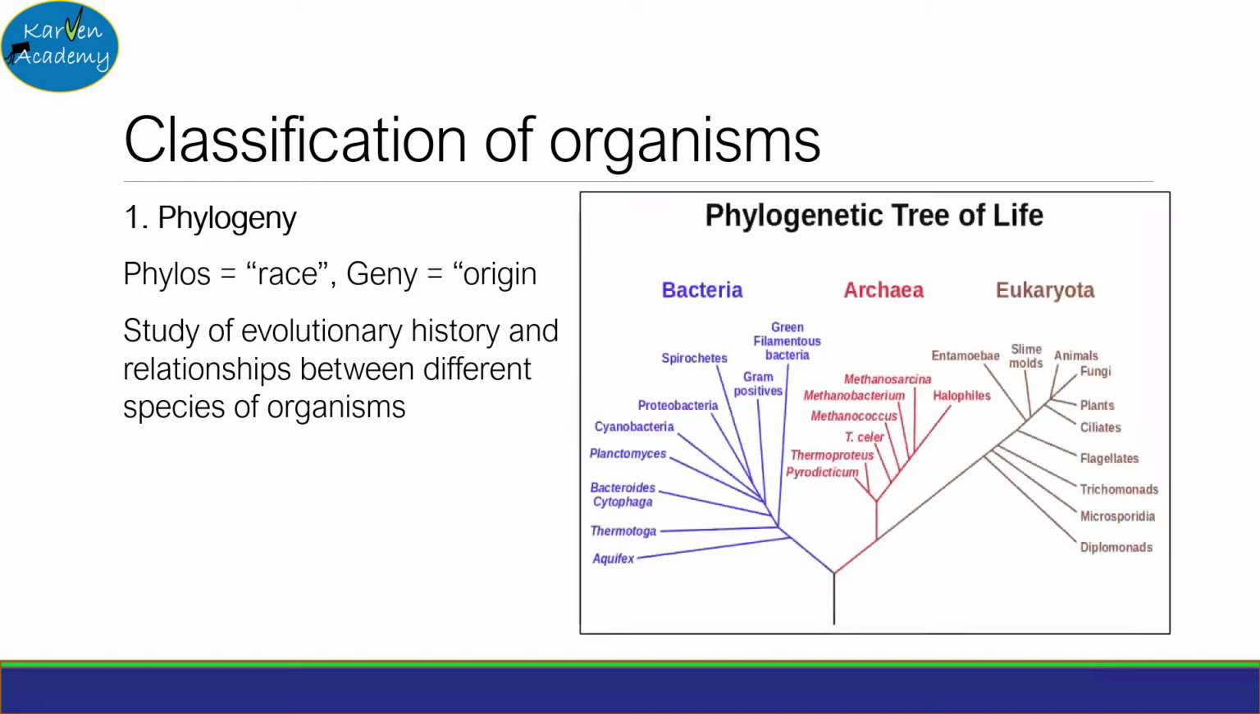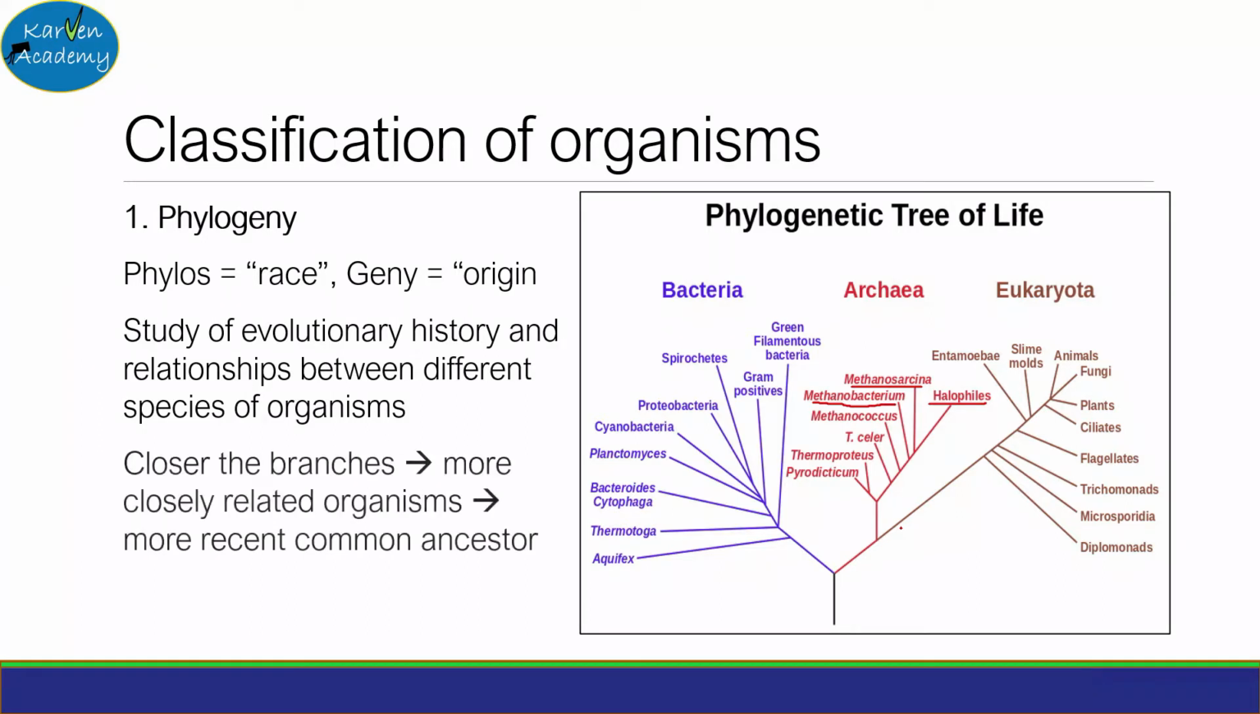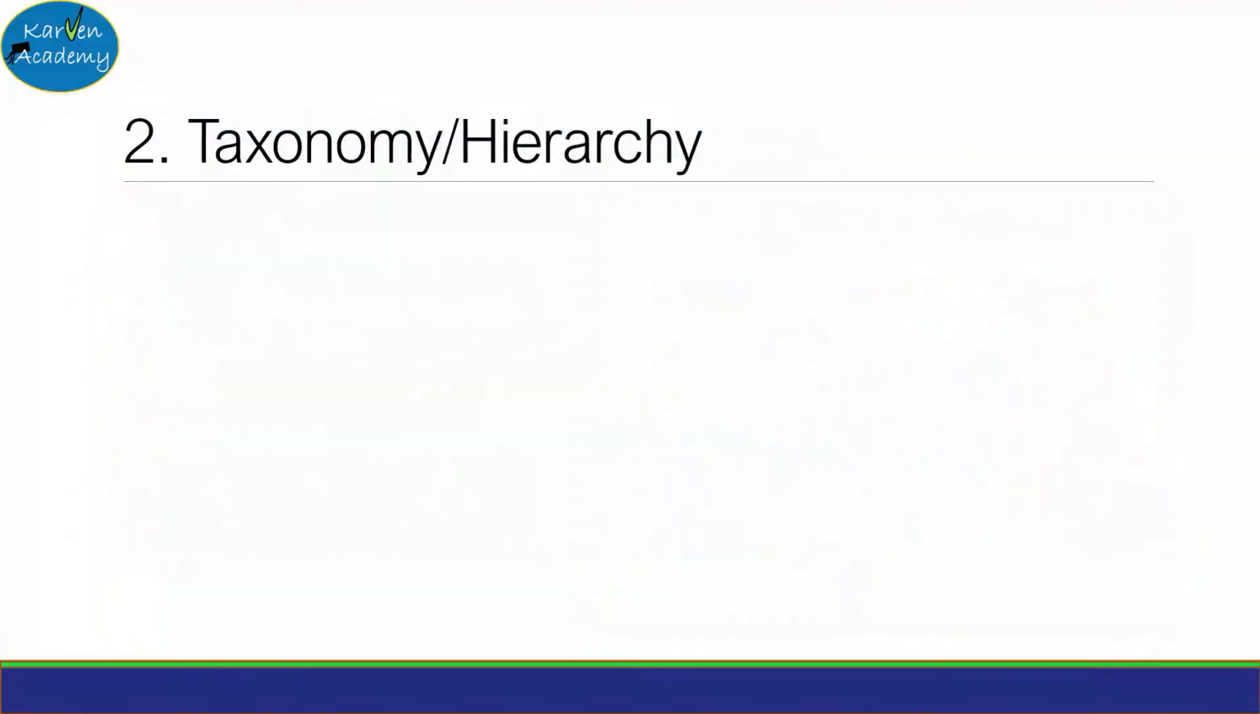Now let's look at a phylogenetic tree. Here, the halophiles and Methanosarcina, sorry about my pronunciation, are more closely related than Methanobacterium, seen here. This is because the closer the branches are, the more closely related the organisms, and the more recent common ancestor they share. I hope that made sense.